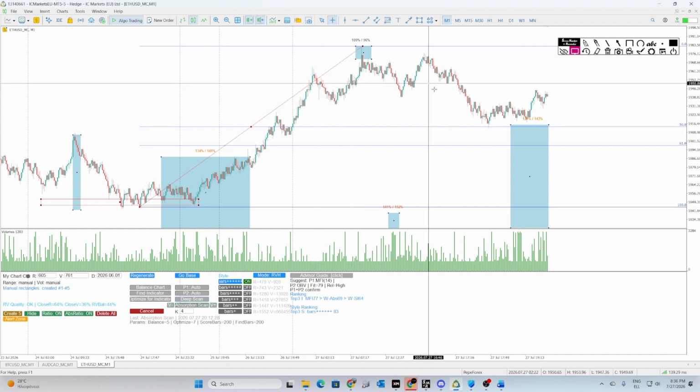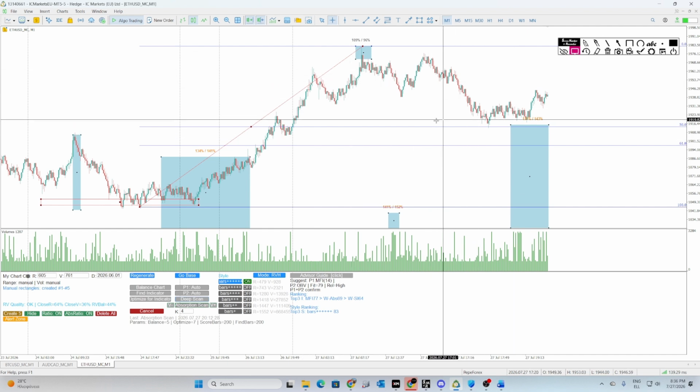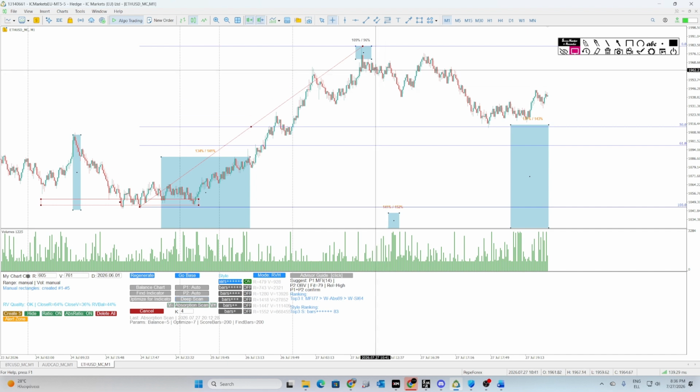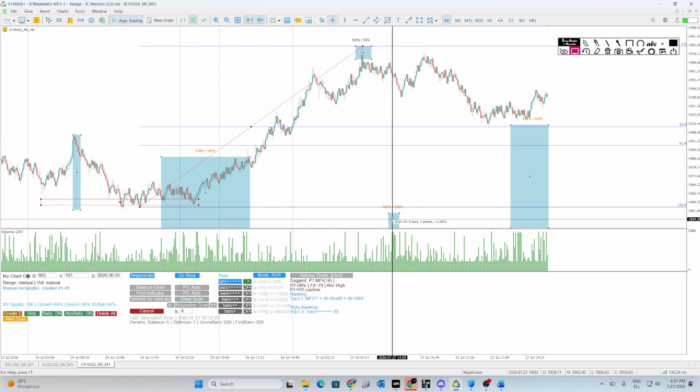Now, this is how to use the rectangles. The rectangles are measuring the volume ratio and absorption from one to the other. So this one, for example, if I want to put a low volume area, you see it's 66. We are low volume up here, so we retraced, then we get high volume. That means pullback buyers.